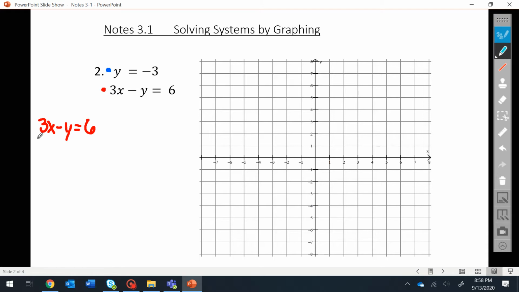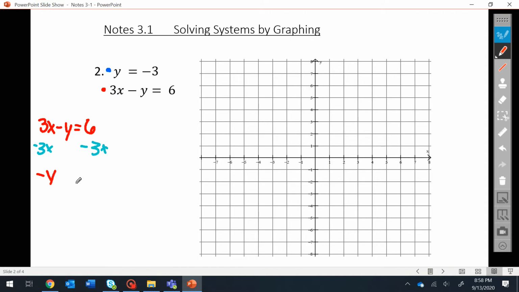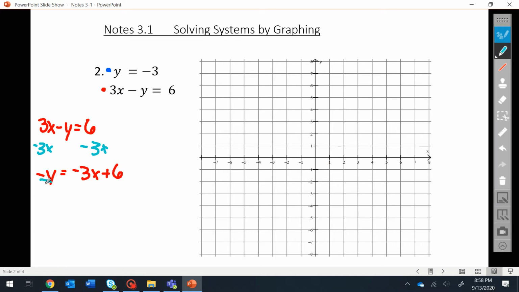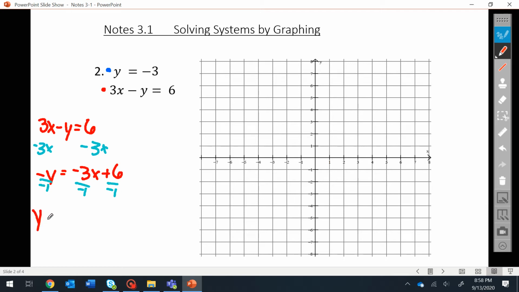So let me solve it for y. Subtract 3x, and I get negative y equals negative 3x plus 6. Now I do want it to be positive y, so I need to divide by negative 1. Divide this by negative 1, divide this by negative 1. So my second equation becomes y is equal to 3x minus 6. It has a slope of 3 over 1, and it has a y-intercept of 0, negative 6.